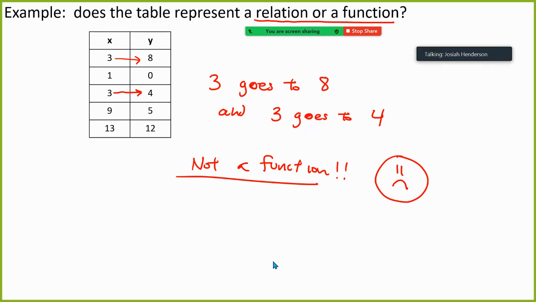Another way to say this is, are there doubled up inputs? That's another way to look for this that might be a little easier to see. If you're given a list like this table and the last table, look through it and see, are there any doubled up, repeated input numbers? Any repeated domain values? In this example, 3 shows up here and 3 shows up here, and they go to different outputs, 8 and 4. And because that's happening, this is not a function. Any questions so far? Concerns? Comments?